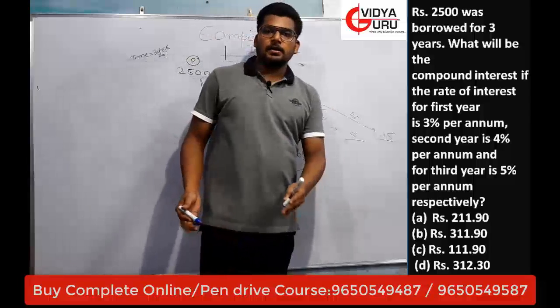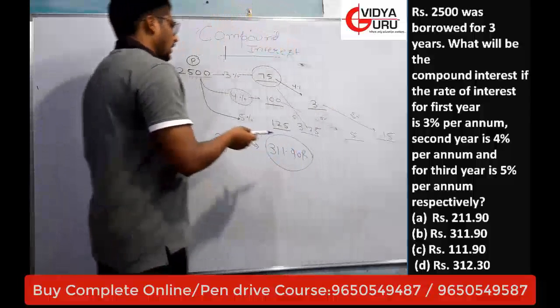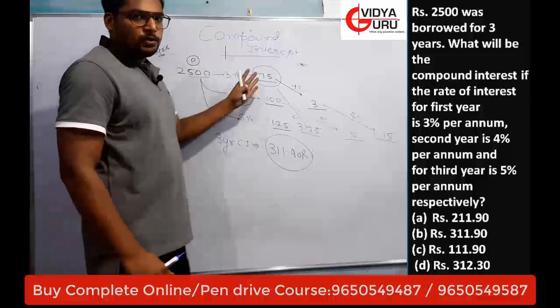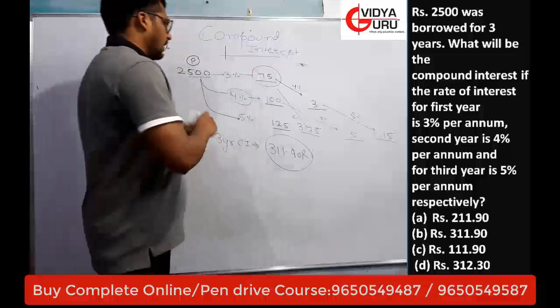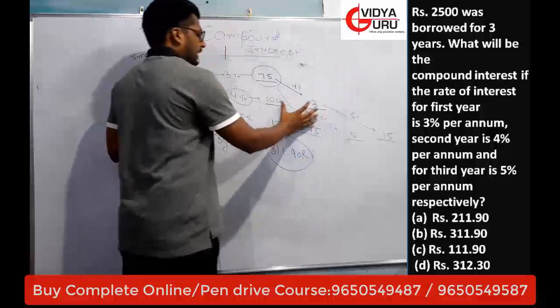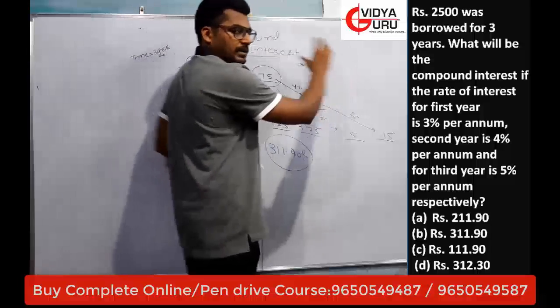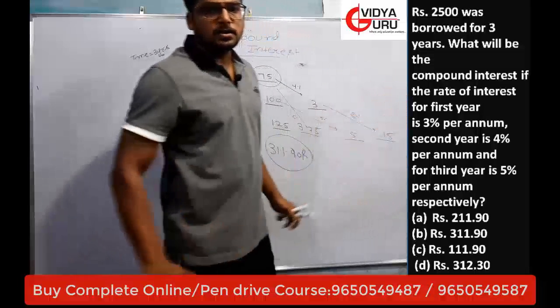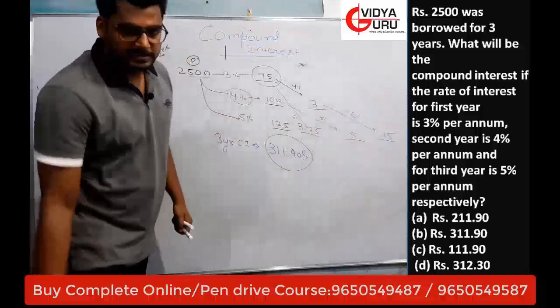Hope you are getting it. We can apply that method also, which I have told you in the first question. I can add up this interest and then find the interest for the second year, and then I can add up all the interest, then I can find the interest for the third year. Answer will be the same.